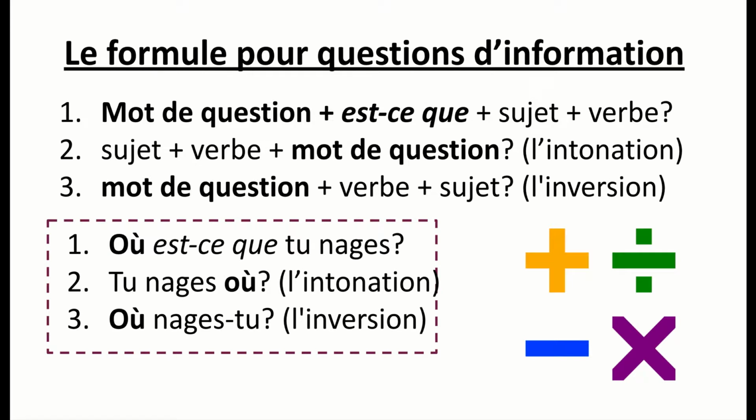If you want to ask information questions, the formule pour question d'information, you're really just adding in the question word. Okay, that's all you're doing. So if you want to, the wordiest one, I guess, is the first one. Your question word plus est-ce que plus the subject plus the verb. So if you look at my first example, où est-ce que tu nages? Where do you swim? Où est-ce que tu nages?